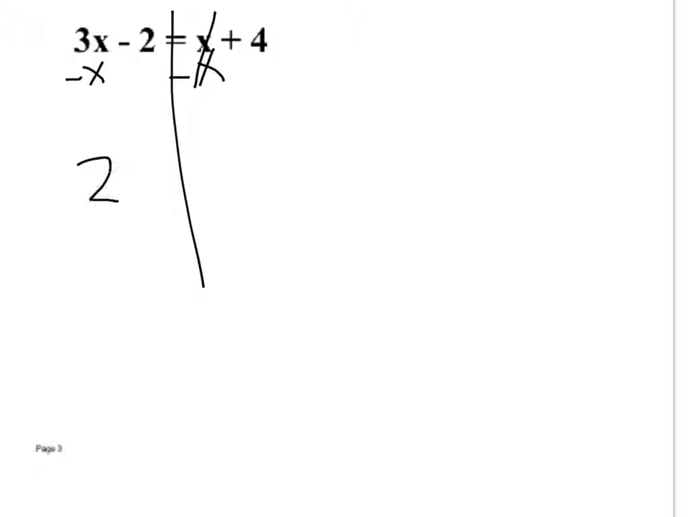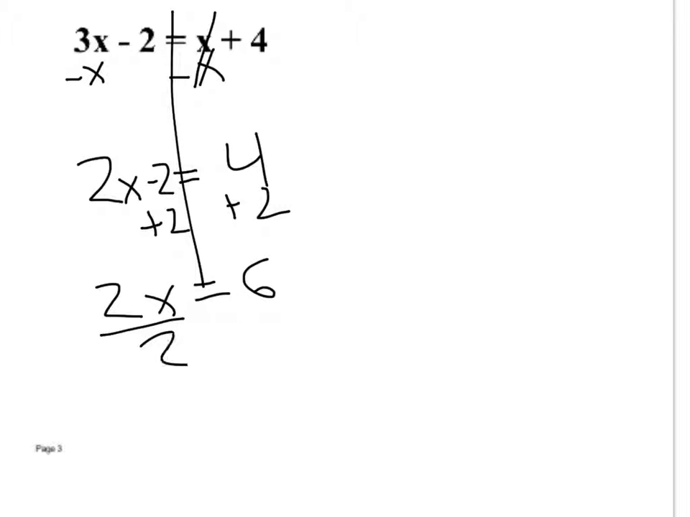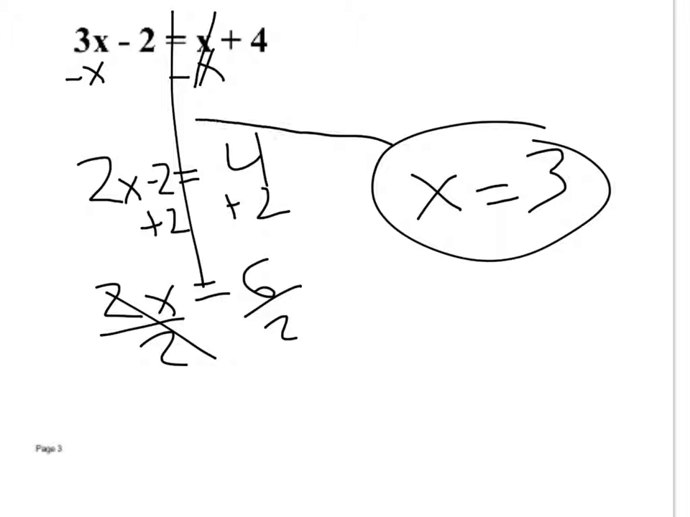3x minus x is 2x minus 2 equals 4. Now we know how to solve this. I add 2 to both sides. This leaves me with 2x equals 6. I divide by 2. X equals 3. If I plug 3 in for x, that gives me 9 minus 2, which is 7. 3 plus 4 is 7 as well, so x has to be 3.